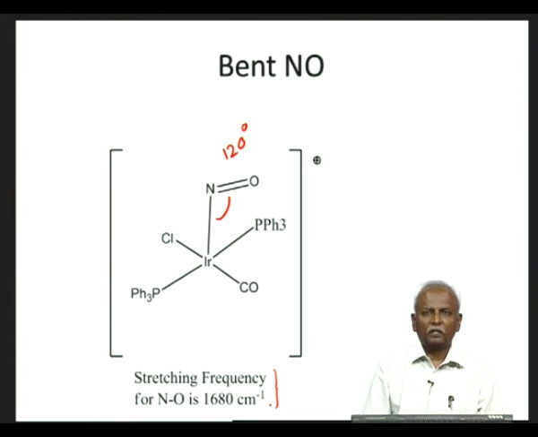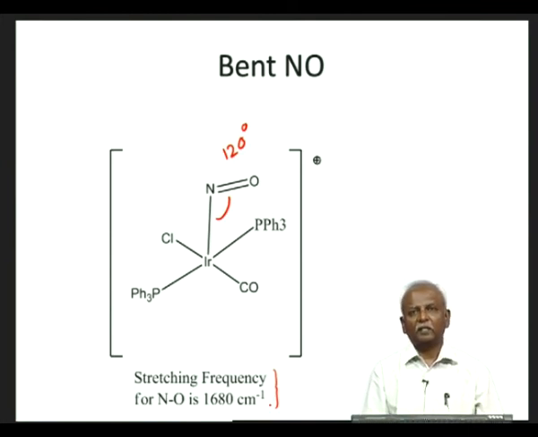So, those are instances where the NO stretching frequency has been reduced from N triple bond O to N double bond O. Here the stretching frequency is in fact even further reduced, and it goes close to 1680 cm^-1. So, you can do the electron count for this particular molecule, and it is an instructive exercise to do this, but you would count NO as a 1 electron donor.